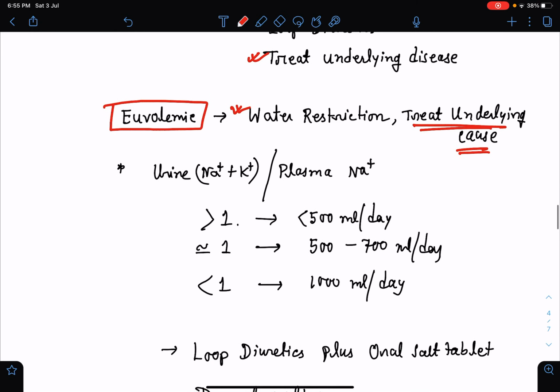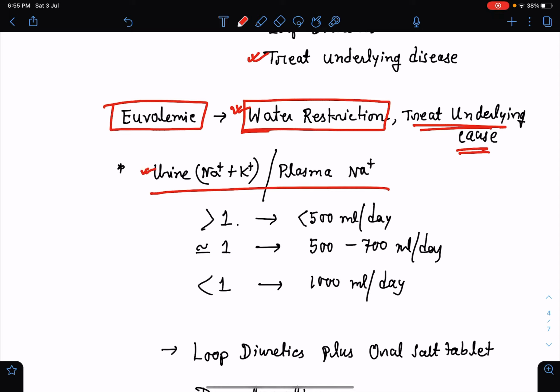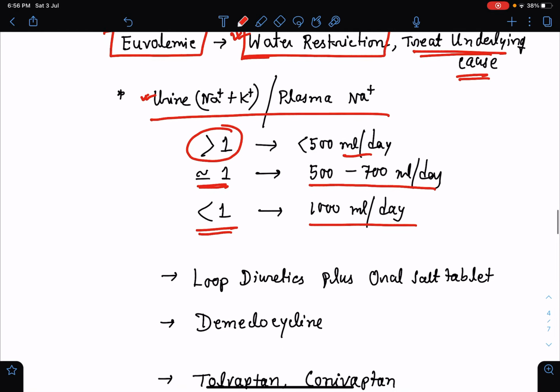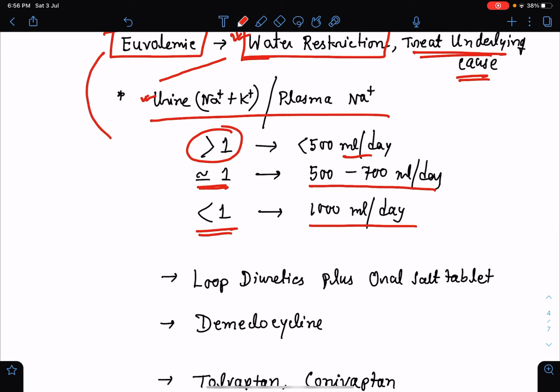Now, when we talk about water restriction, how much should be the level of restriction of water? For that, the following formula can guide us. We need to see the ratio of urine sodium plus potassium to plasma sodium. If the ratio is more than 1, then the fluid restriction will be less than 500 ml per day. If it is 1, then the restriction will be 500 to 700 ml per day. If it is less than 1, then the fluid restriction may be up to 1000 ml or 1 liter per day.